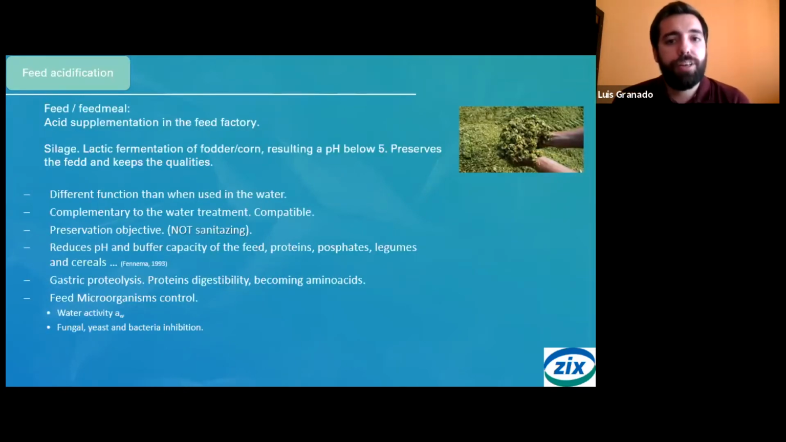When it is done in the feed, it is normally done by adding acids into the feed factory or a lactic fermentation of fodder or corn on silage, right? This will normally result in a pH below 5, and that will be good to preserve and improve digestibility, right? But our topic and our field is the water, so let's get back to it.